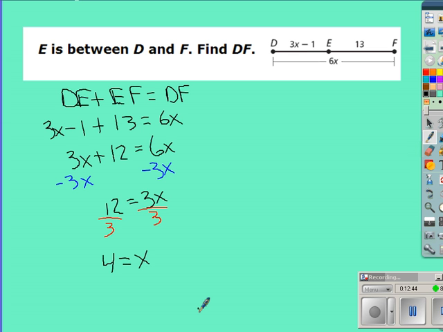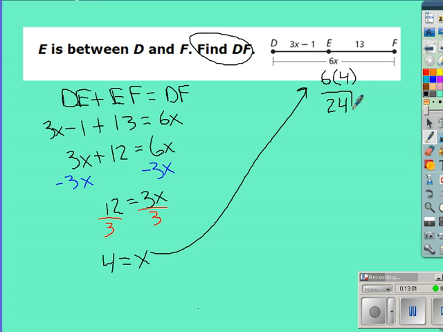Now again, we're not quite done because the question was not what is x. The question was find DF. So again, I look back. DF is 6x. Well, x is just 4 now, so it's 6 times 4, which gives me a final answer of 24. All right, you're going to have to do a lot of algebra in this section. There's quite a bit of plugging in numbers and solving for x. So make sure you're up to date on that, ask questions, and yeah, good luck.